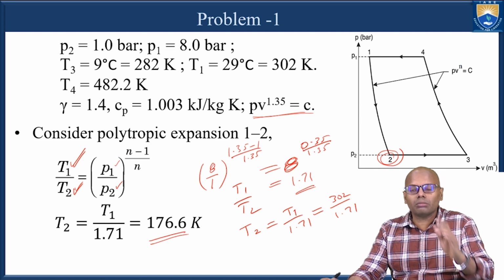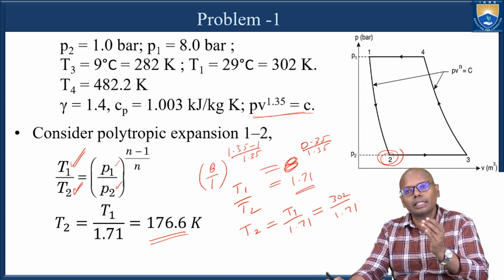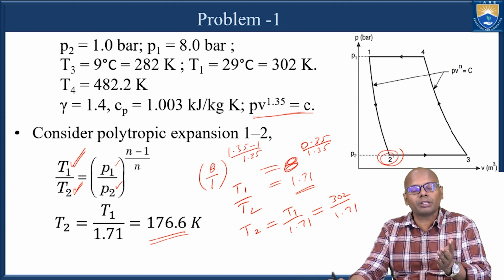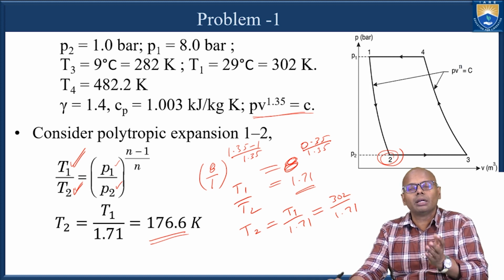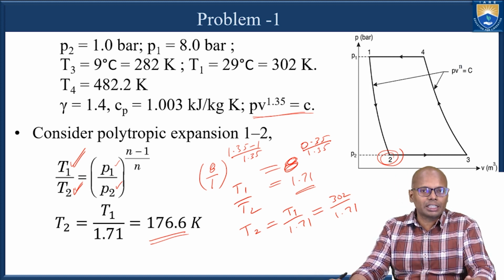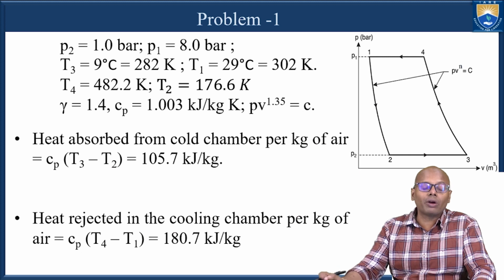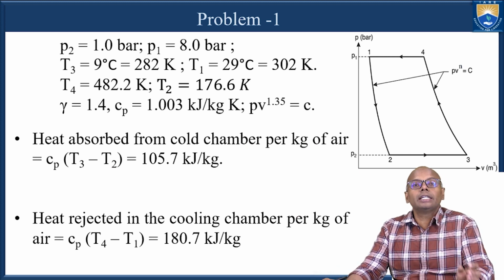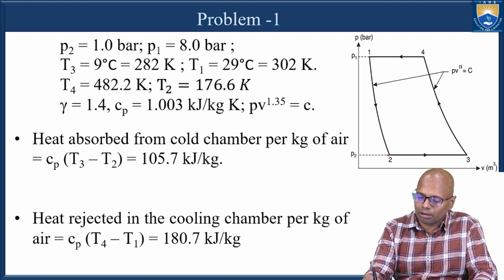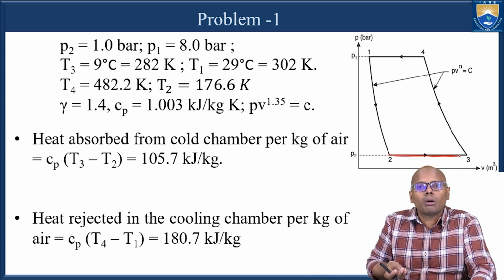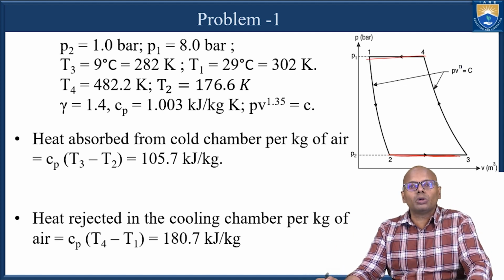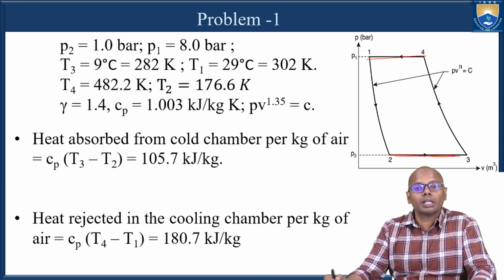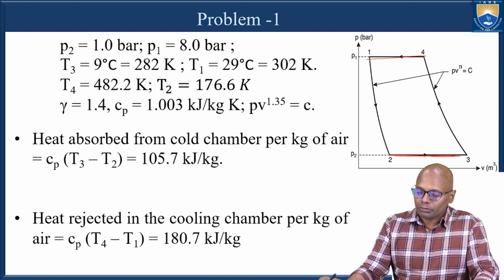Now we have calculated the temperatures. Now we know the temperatures at the inlet of the compressor, exit of the compressor, inlet of the expander, and exit of the expander. So what is the use of this? What we can do is find out the heat absorbed in the cooling chamber, the cooling space, and the heat rejected to the cooling coils, the water coolers. Okay. So how to find that?